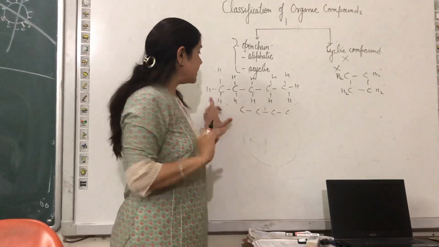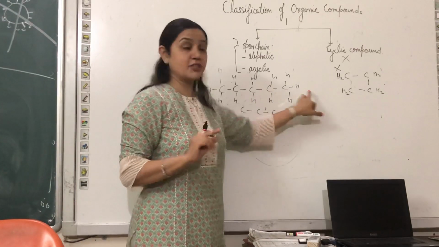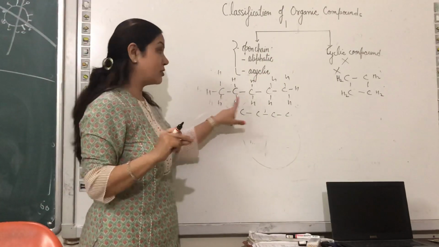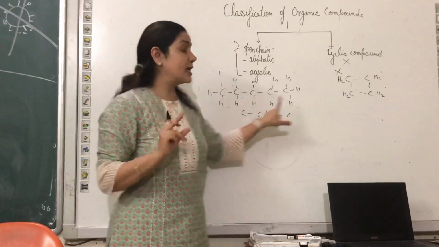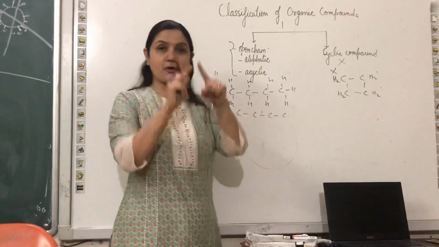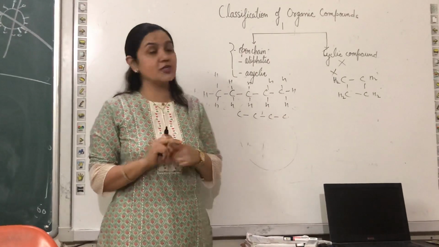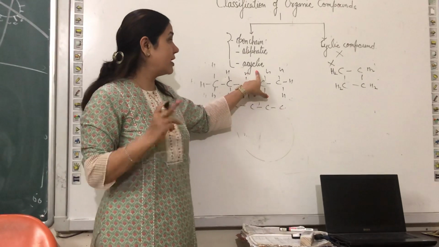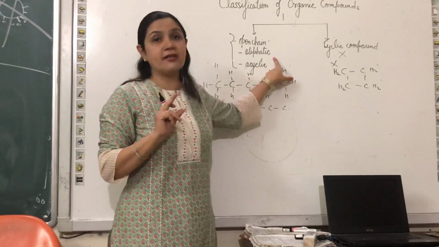So you can see this is an open chain-like structure. It is a chain of carbon, but it is not in closed form. So it is the open chain structure. It is acyclic because it is not forming a cyclic structure. So the other names of open chain compounds are acyclic compound and aliphatic compound.